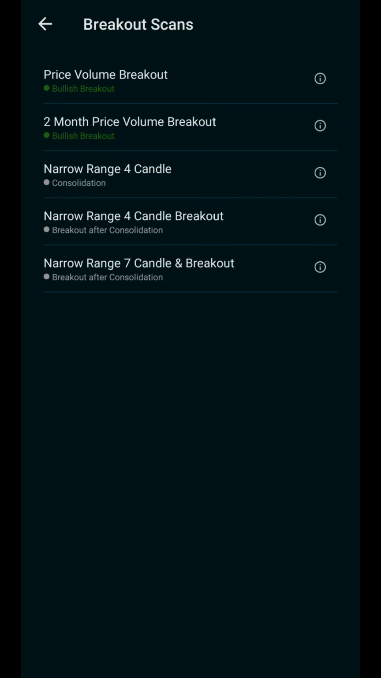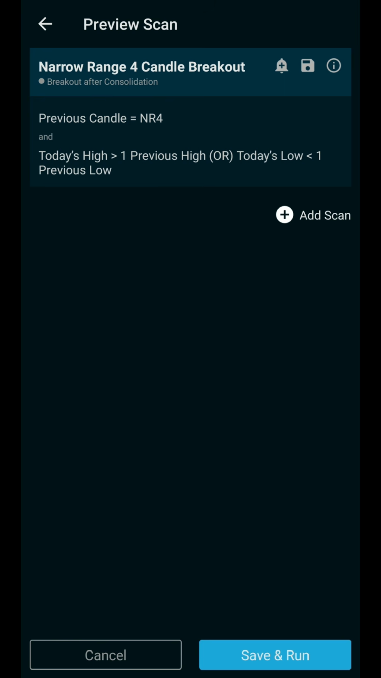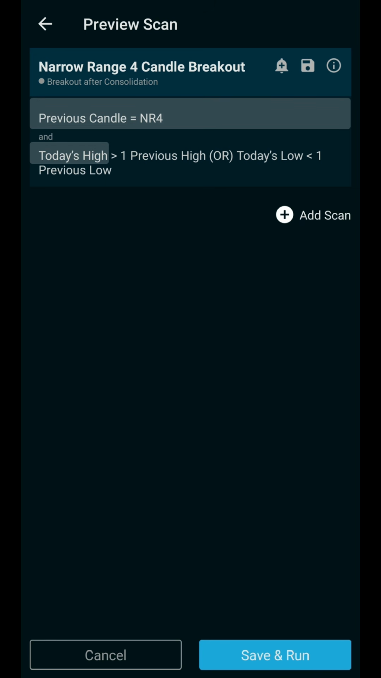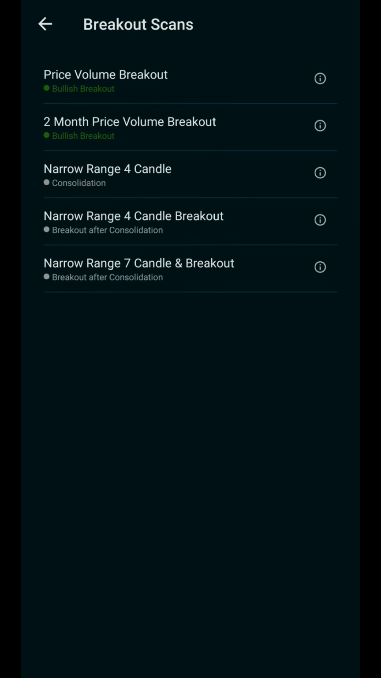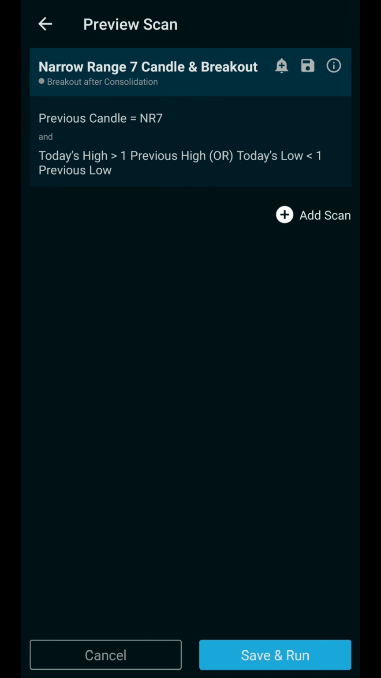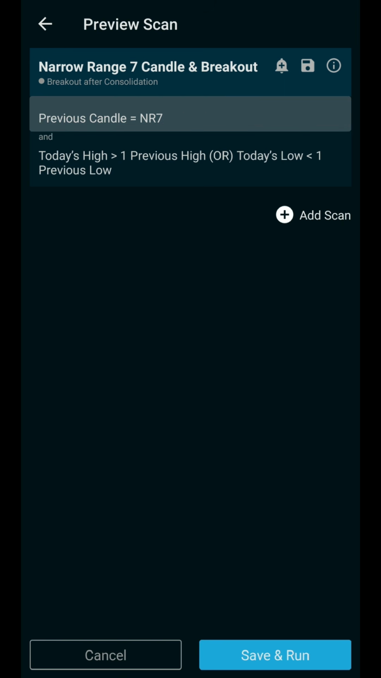We also have a narrow range 4 candle breakout, which actually checks for a breakout itself. So here it's checking if the previous candle is a NR4, and if today's candle's high has broken yesterday's high or today's low has broken yesterday's low. So here an expansion is in place. Similarly, we have a narrow range 7 candle breakout, which is checking if the previous candle is a NR7, and if today's high has broken out over yesterday's high, or today's low has broken below yesterday's low.